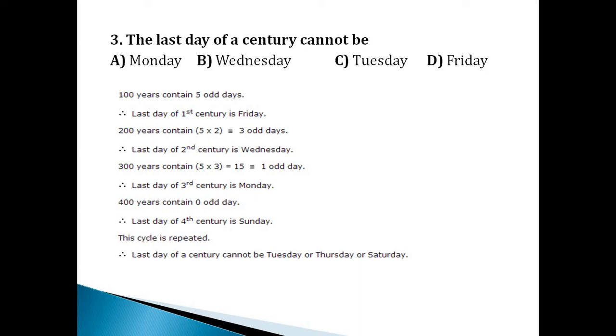And for 200 years, it will be 3 odd days. And the last day of the 200th year will be 3, which means it's Wednesday. For 300 years, it is 1 odd day. So 1 means it's Monday. So the last day of the 3rd century is Monday. Similarly, 400 years will have 0 odd days. So it is nothing but Sunday. So we have Friday, Wednesday, Monday, Sunday as the last days of centuries.